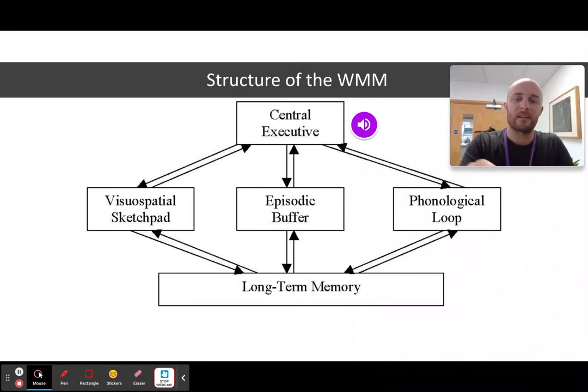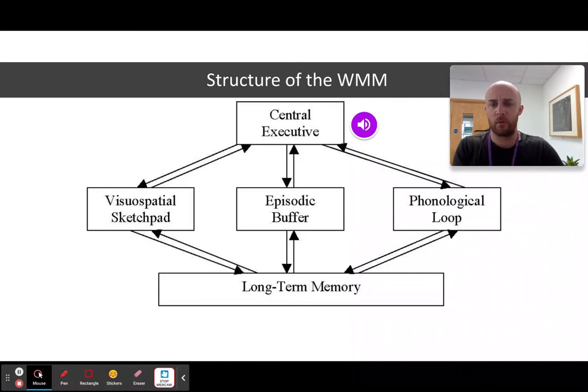So the central executive is what holds the attentional resources. It has no capacity for information. And again, this is quite important and definitely worth noting down. Its main role is to dole out and delegate attentional resources to the two slave systems, which are the phonological loop and the visuospatial sketchpad, which I'll go through in a bit more detail.